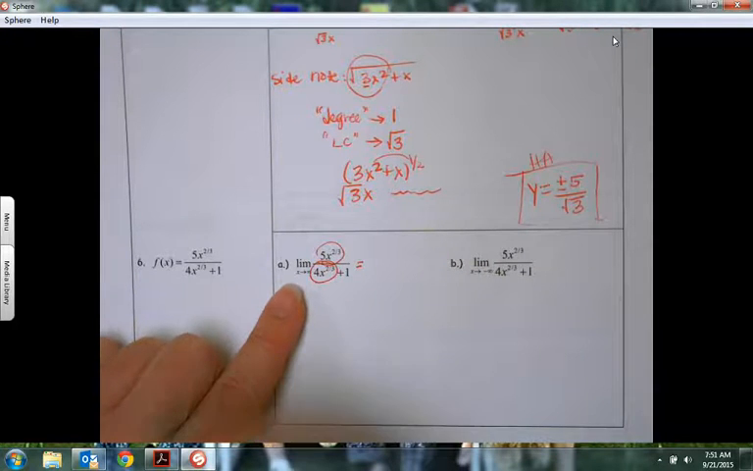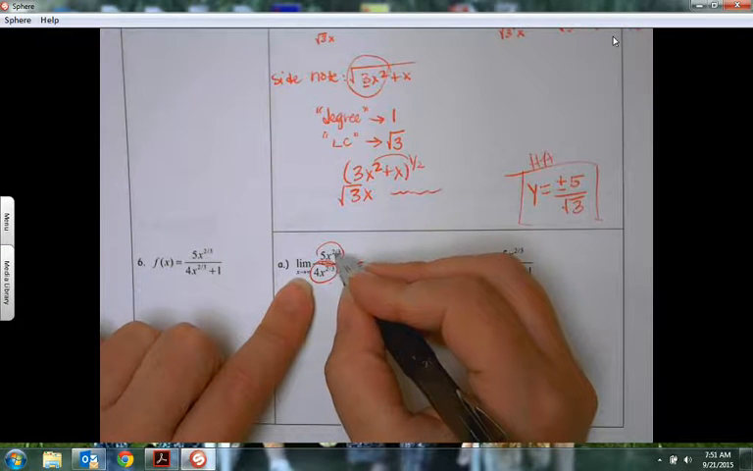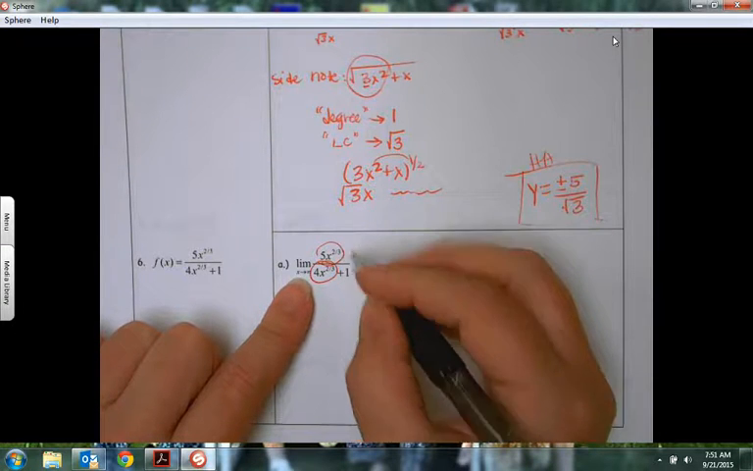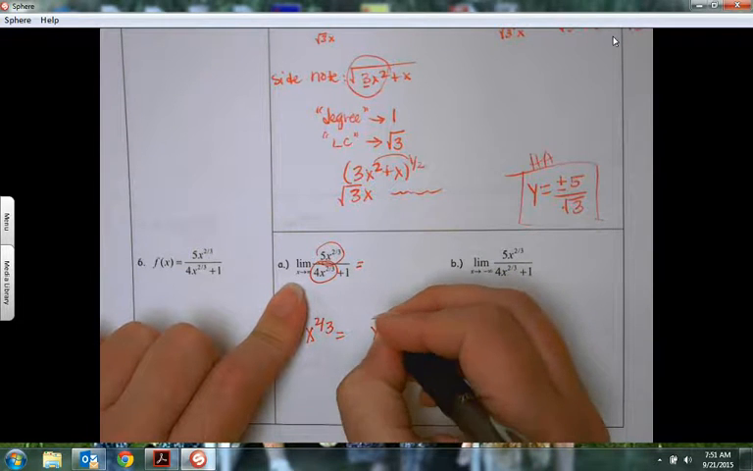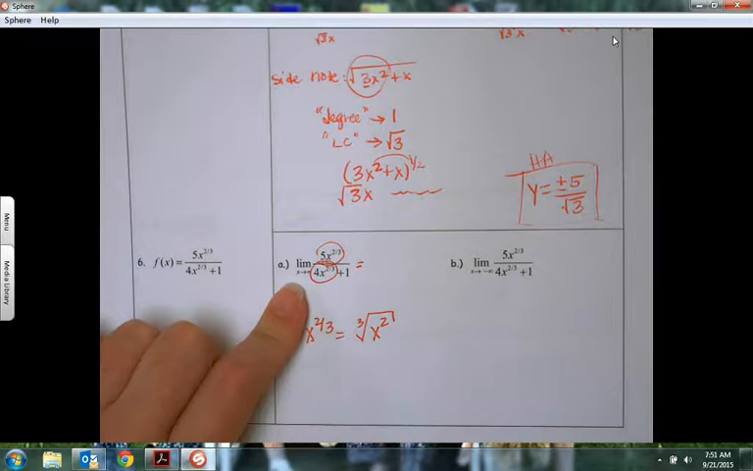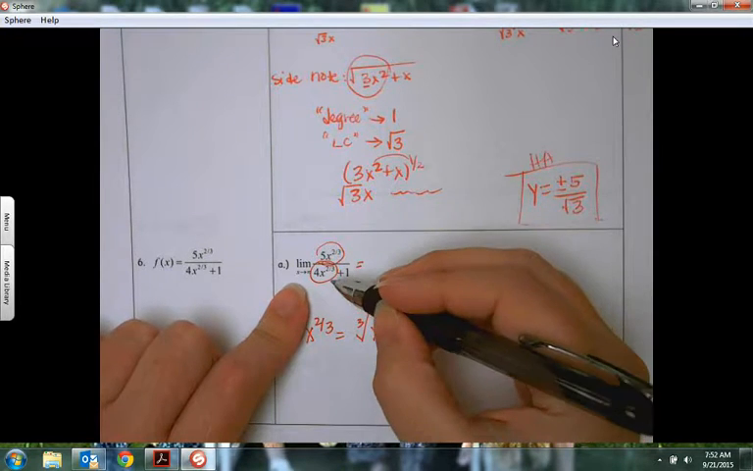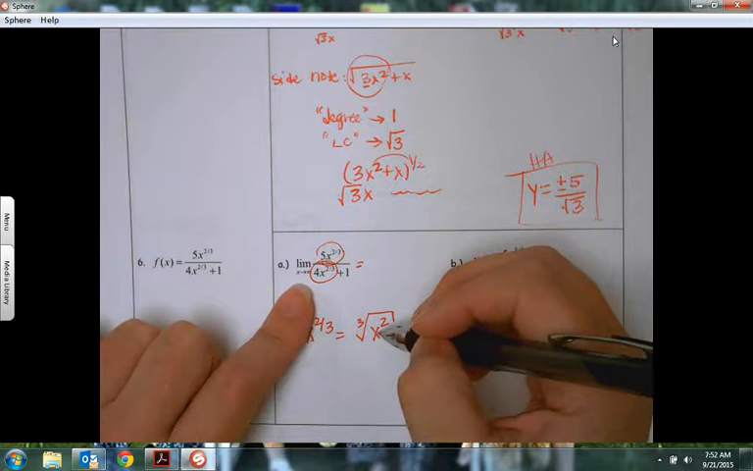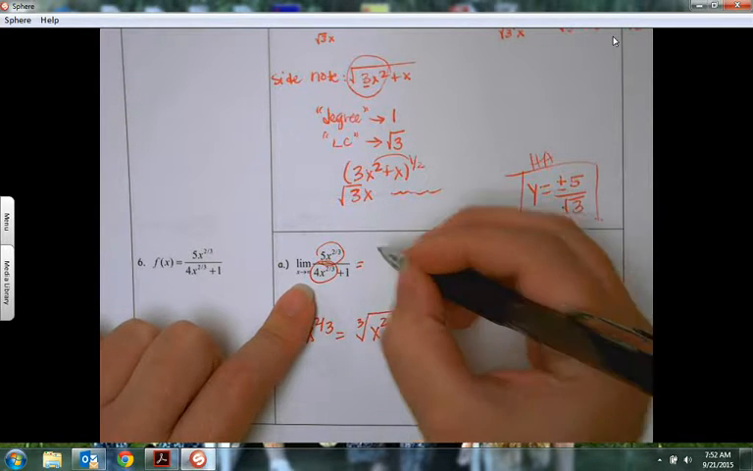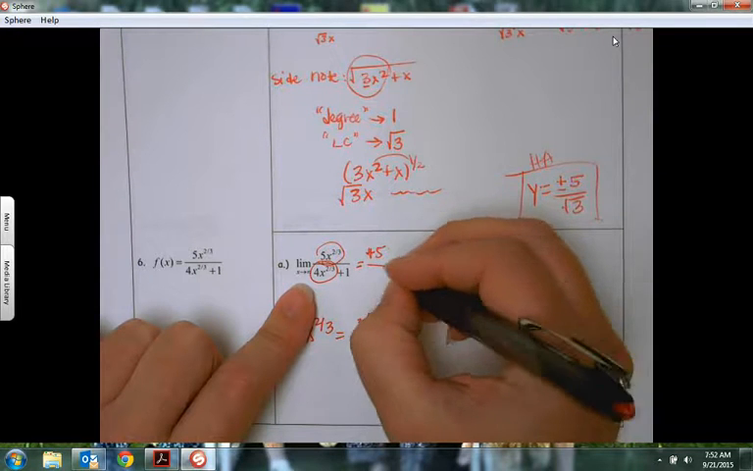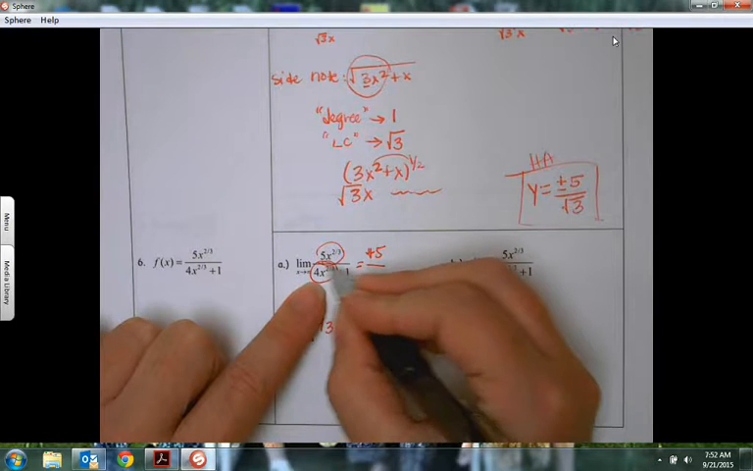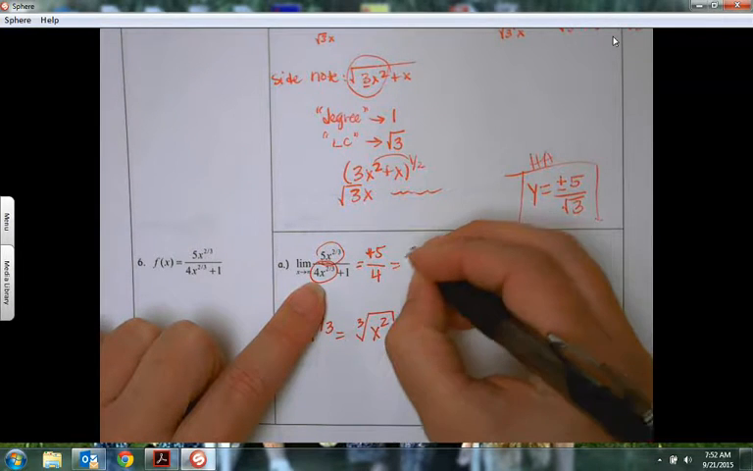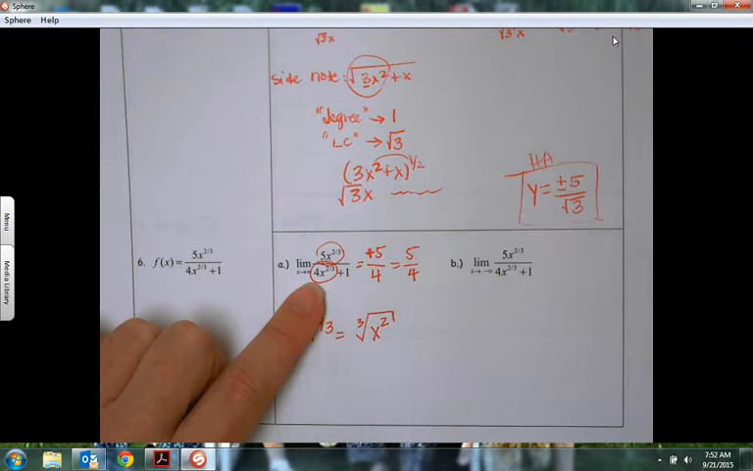So as I go to infinity, I have infinity raised to the 2/3. Remember, x to the 2/3 is the same as x squared with the cube root of x. So the first thing we do is square it. So infinity squared is still positive. The cube root of that is still positive, so I have a positive 5 over infinity, well, that's the same exponent, so I'm just going to have a positive 4. So this answer is 5/4.